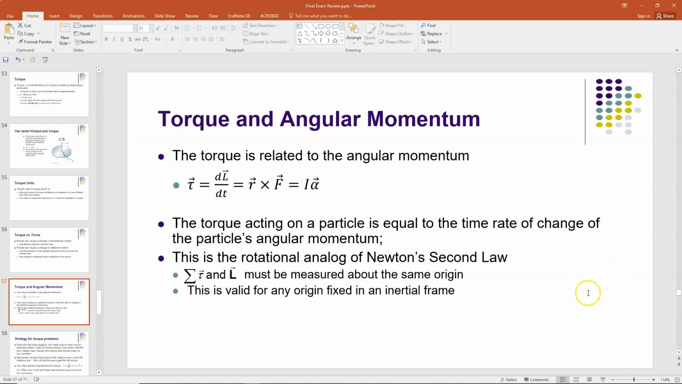Remember that F is equal to dp/dt, that's Newton's second law, and torque is equal to dL/dt. So the force is the time rate of change of the momentum, and the torque is the time rate of change of the angular momentum.